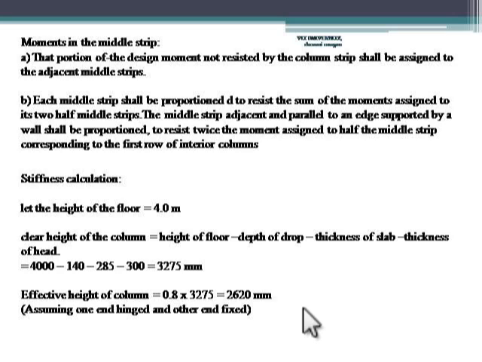For this we have to find the stiffness calculation. For that we want the height of the floor, which we have taken as 4 meters, and the clear height of the column is equal to height of the floor minus depth of the drop, thickness of the slab, minus thickness of the head. So we got the clear height of the column as 3275 mm. So the effective length of the column, we should multiply with 0.8, and we got 2620 mm. Assume one end hinged and another end fixed.